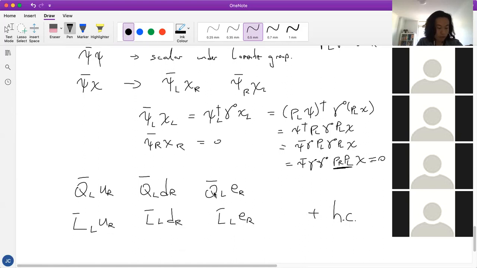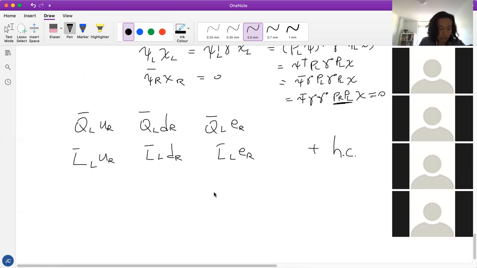Okay, so for the 6 of these, under first SU3, let's look at SU3. These have to transform under SU3 invariantly. That means when you add the SU3 charges together, they should have no SU3 charge. They shouldn't transform at all.